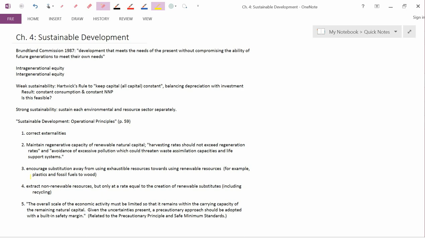Number three, encourage substitution away from using exhaustible resources and towards using renewable resources. So here's an example that I come up with. For example, plastics. Now, I know there are some plastics made from renewable sources. But in this sentence, let's just think about plastics made from petroleum. And fossil fuels are clearly non-renewable resources.